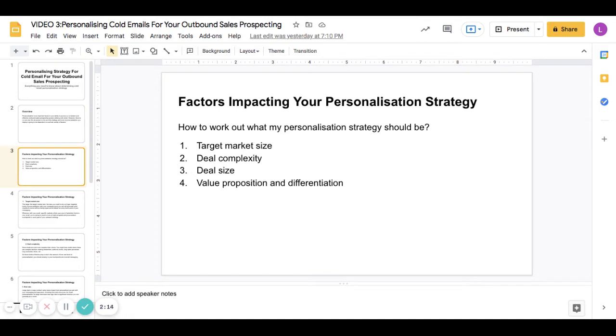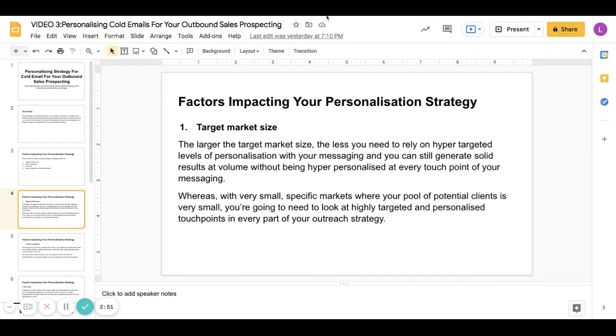So when it comes to cold email personalization strategy and working out what it should be, whether it should be hyper-personalized, as in 100% personalized for every recipient, or whether it should just have layers of personalization in it, the things you've got to think about are the following four factors: target market size, deal complexity, deal size, and value proposition and differentiation. These are the four main factors that are going to determine the type of personalization strategy you actually run with, okay? So first off, target market size.